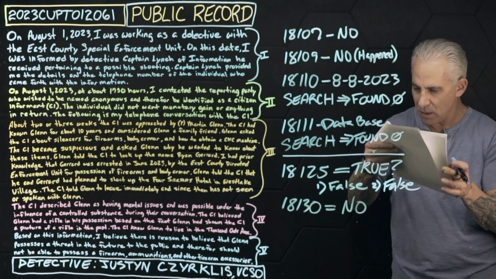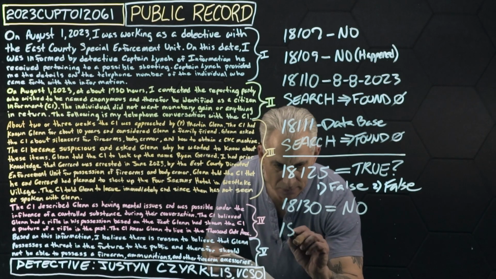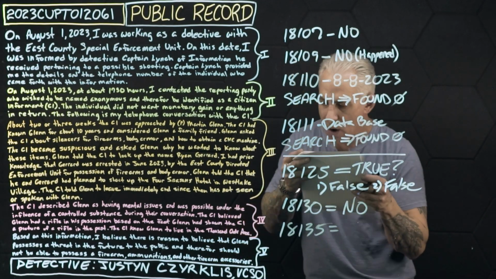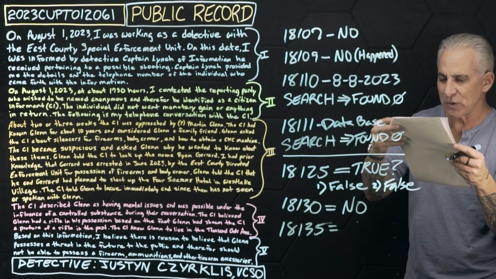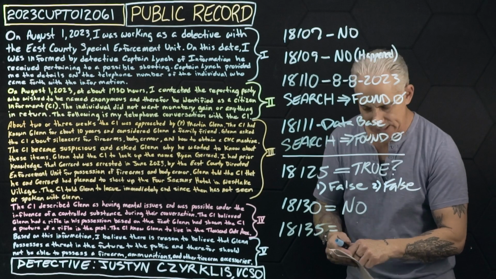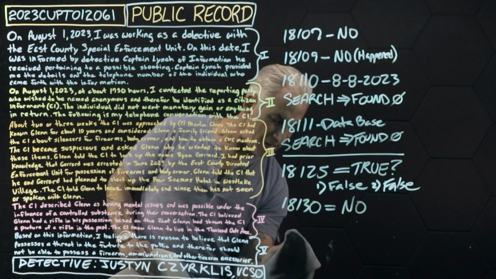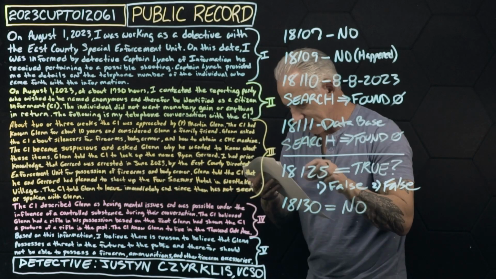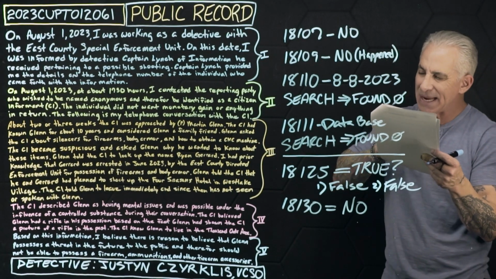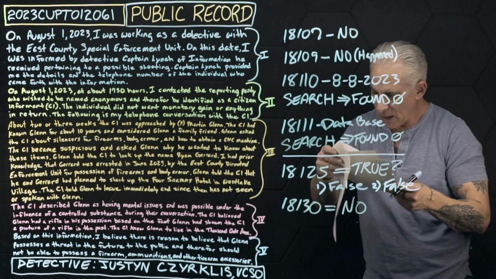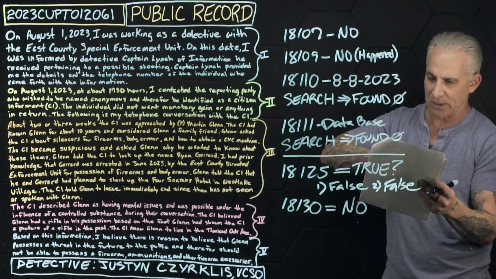18135. This is also, I know they didn't. 18135: a temporary emergency gun violence restraining order issued under this chapter shall include all of the following. A statement. Okay. This is basically just office work, just stating what it needs to say. And it didn't. Well, yeah, it did. Address, date and time, just crap. Okay, 18140. Same thing, just basically office work.